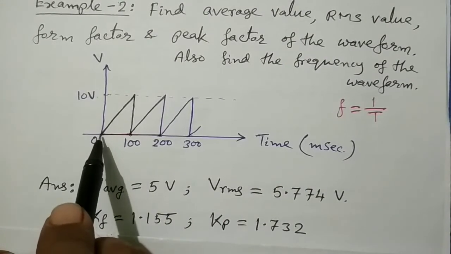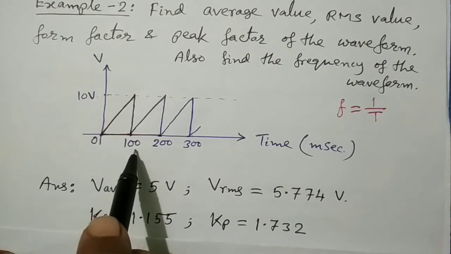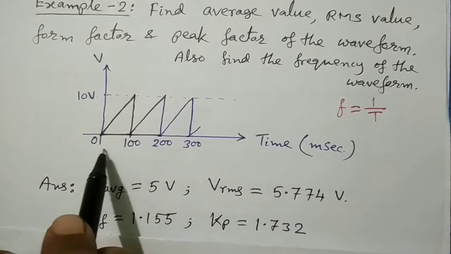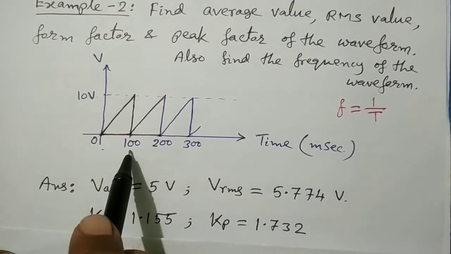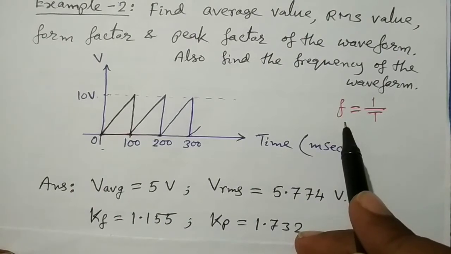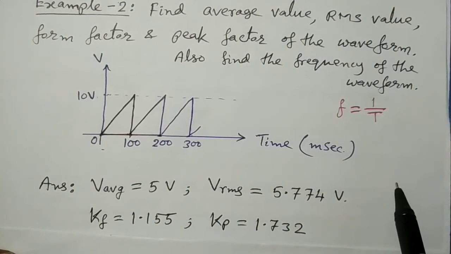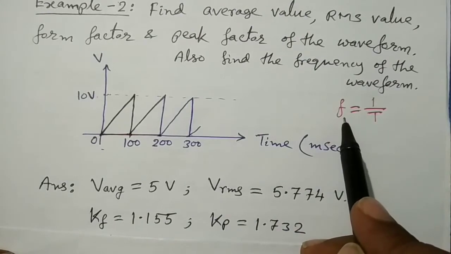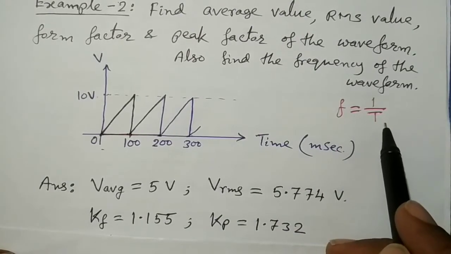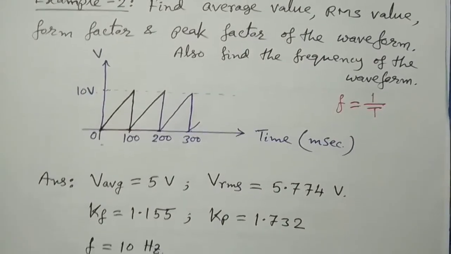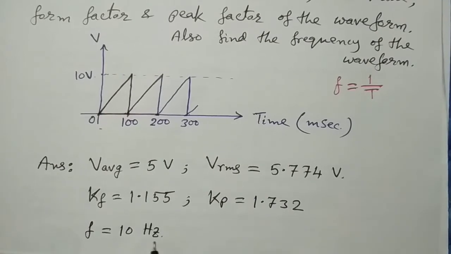So the time period for this waveform will be 100 millisecond, because to make one complete full cycle it takes 100 millisecond. So therefore the frequency will be 1 upon 100 millisecond. Remember one thing, when we calculate the frequency, the time period should be in seconds. So try to find the value. The answer here is the frequency will be 10 Hz. Let's try to solve this question.